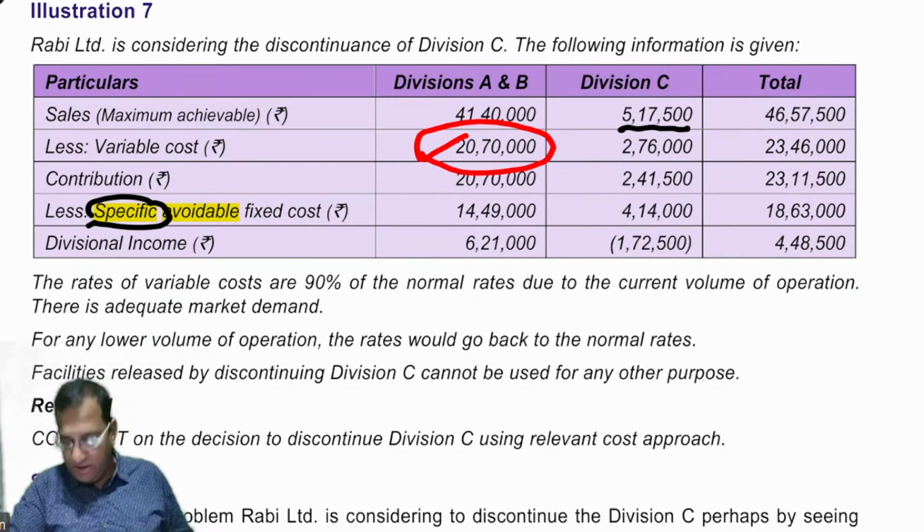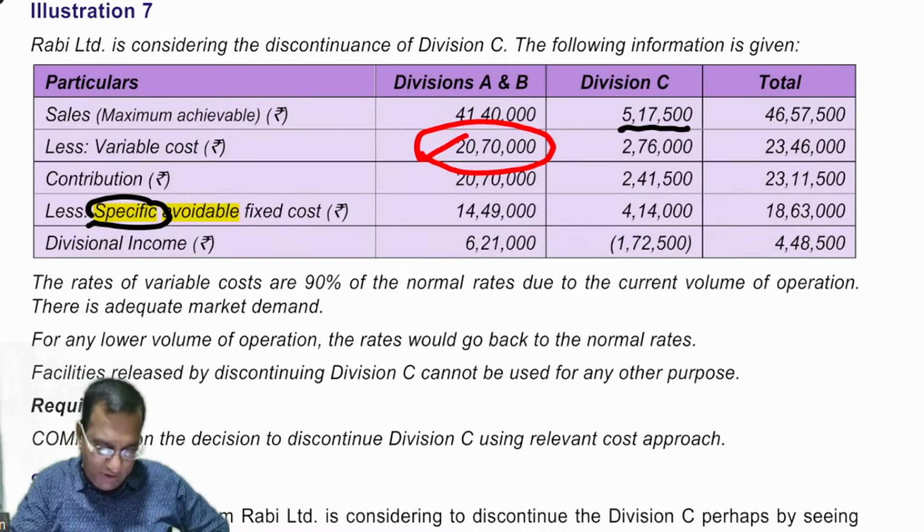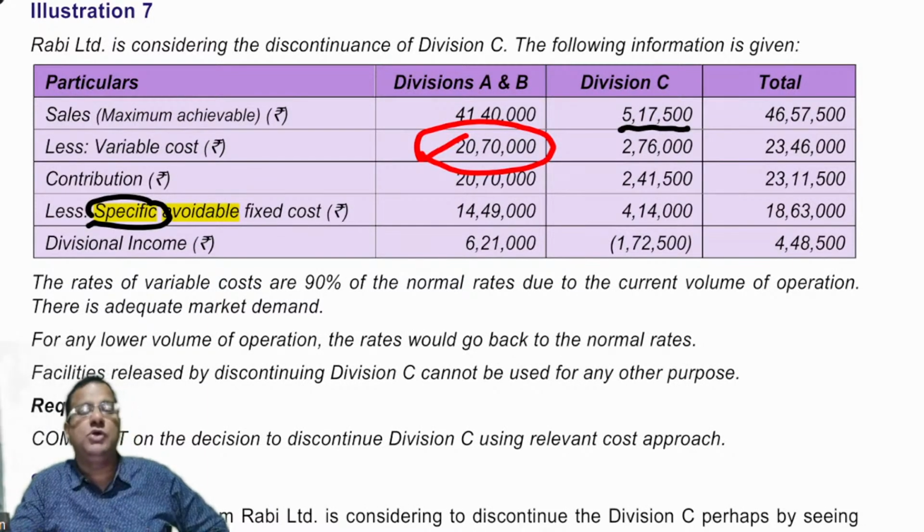Many students have wrongly interpreted this, beta. Is it clear? The 57,500 is in addition to the existing loss of continuation. If you continue, you will incur 1,72,500. If you discontinue, apart from 1,72,500, you will incur an extra 52,500.